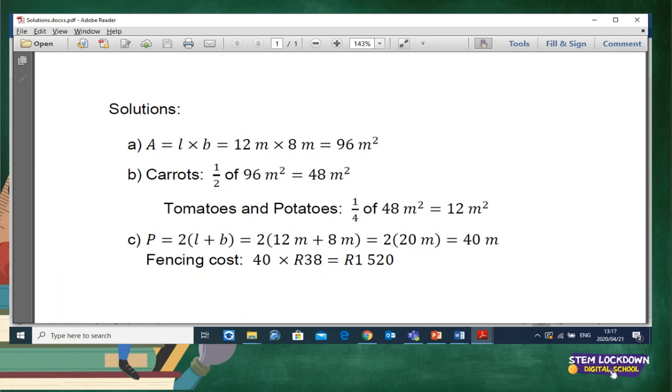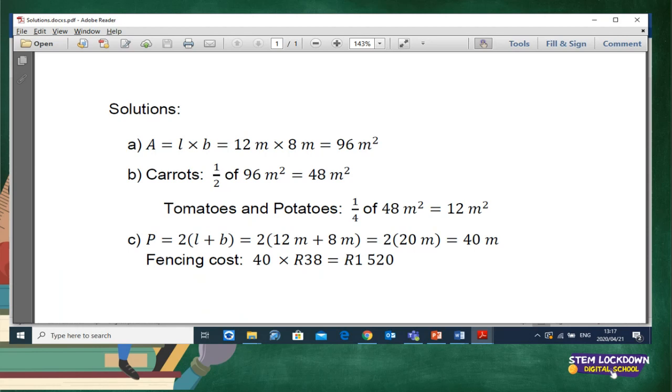And of course, the tomatoes and potatoes. Remember that the tomatoes and potatoes will be a quarter. So you get a quarter of the 48 there, and of course that will be 12 square meters. So in other words, tomatoes and potatoes, each one of those will be 12 square meters.